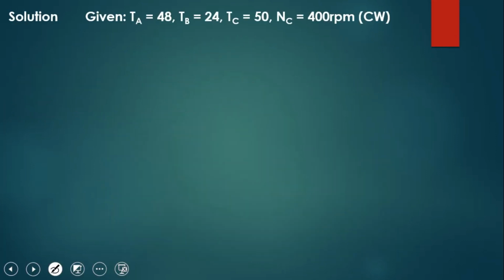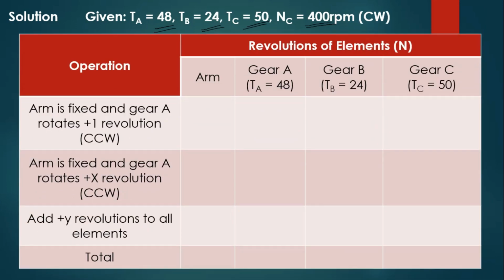Now we have to draw the tabulation, because we are going to solve this problem by the tabulation method. So first we write the given data: TA is equal to 48, TB is equal to 24, TC is equal to 50, and speed of the arm is equal to 400 rpm clockwise. So remember that this is clockwise. First we have to draw the tabulation and write the descriptions.